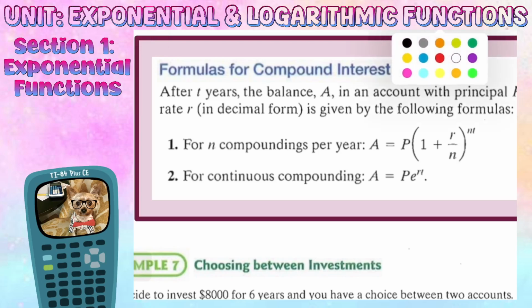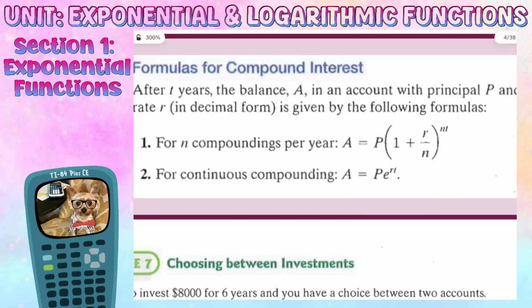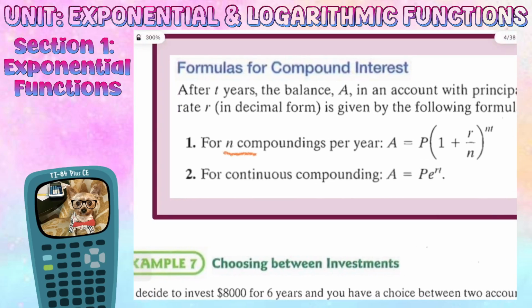So what does that mean? If you compound annually, or once a year, everywhere that you have N, you're going to fill in a 1. If you compound semi-annually, that means twice a year, you plug in a 2. Quarterly means 4 times a year, so N is 4, and you plug in 4.